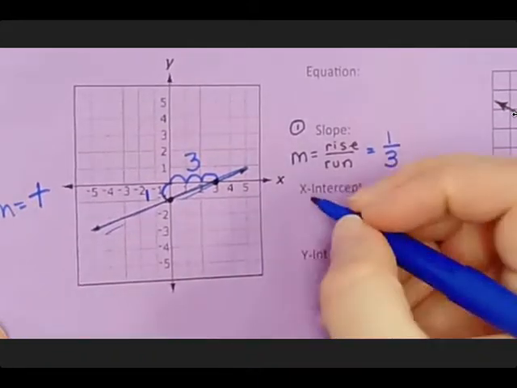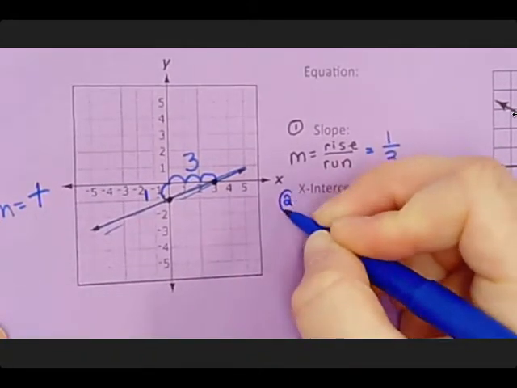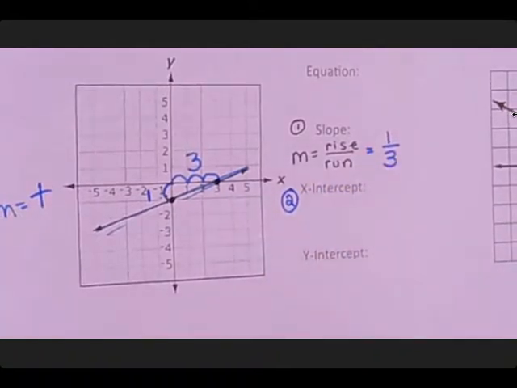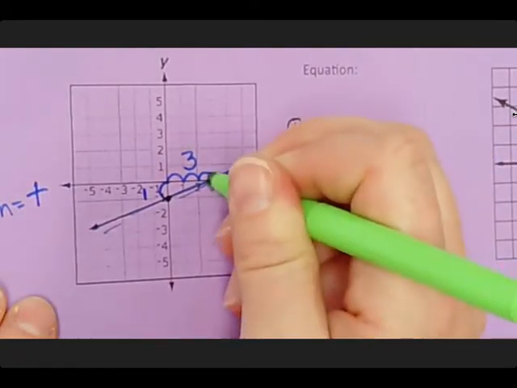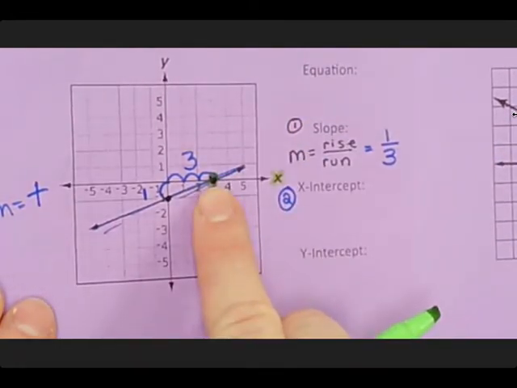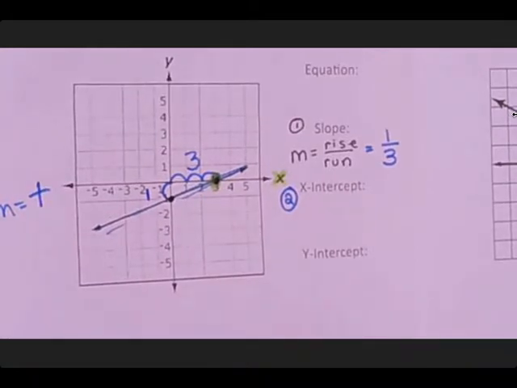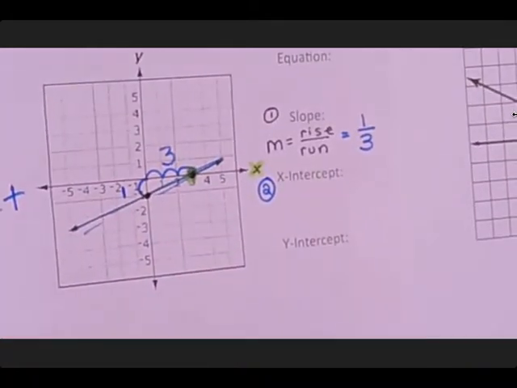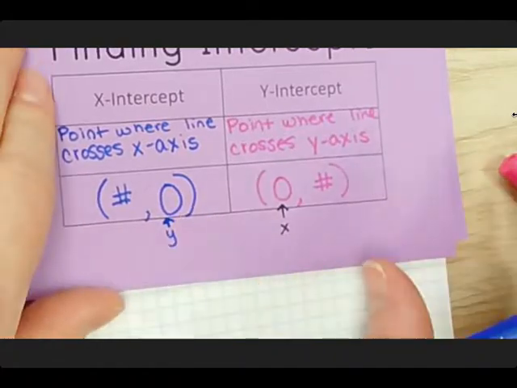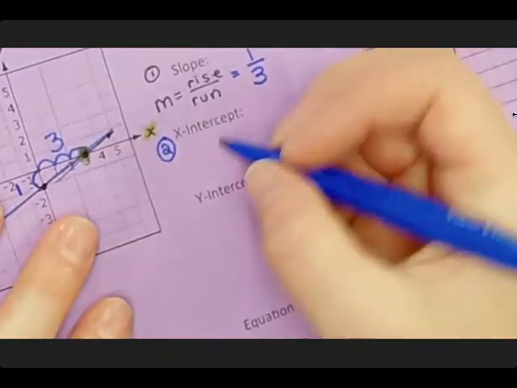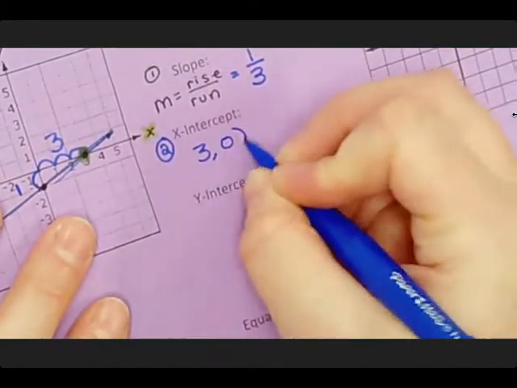Okay, the second thing that we'll do is the x-intercept. So we are going to look at where it crosses the x-axis. So this is our x-axis. At what point does it cross? 3. But it has to be a point. I can't just put 3. What do I have to put? 3, 0. Because remember over here, it was a number and 0. So that was 3, 0.